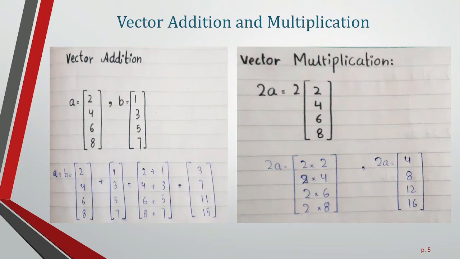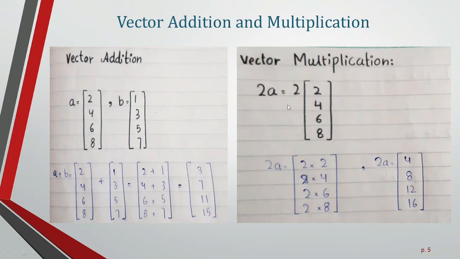Vector addition and multiplication. Addition of two vectors is performed by adding the corresponding elements of each vector. Suppose we have two vectors A and B. So the vector A is 2, 4, 6, 8 and vector B is 1, 3, 5, 7. They can simply be added, which gives us 2 plus 1 is 3, 4 plus 3 is 7, 6 plus 5 is 11 and 8 plus 7 is 15.